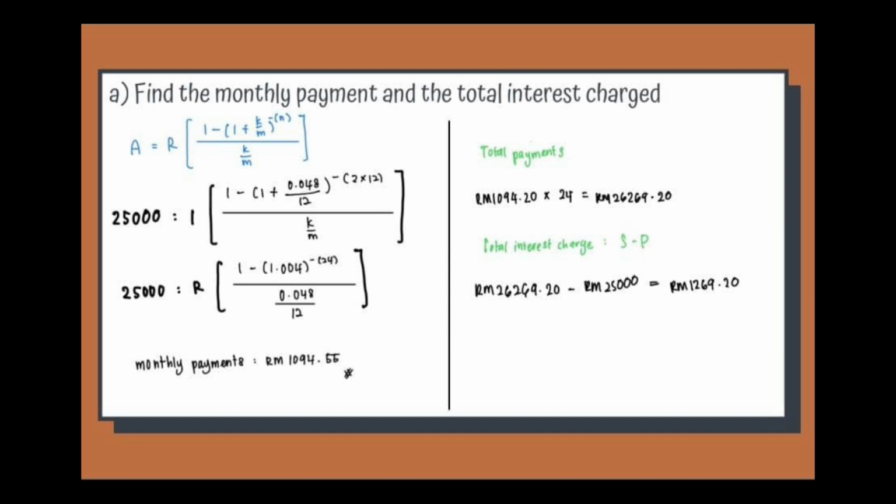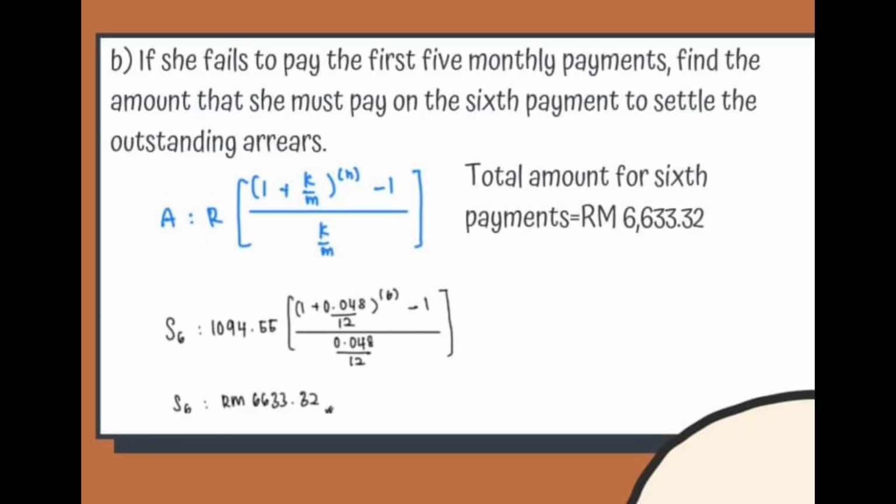Question B. If she fails to pay the first 5 monthly payments, find the amount that she must pay on the 6th payment to settle the outstanding arrears. We use the same formula as the first one, the difference is going to be n. n is going to be 6 because we need to calculate the 6th monthly payment. For R, we are going to use RM1,094.55.